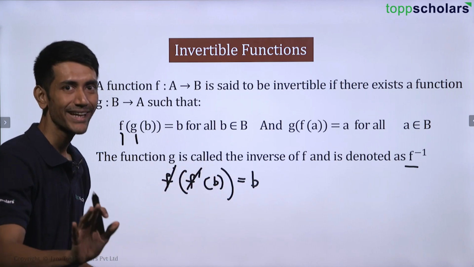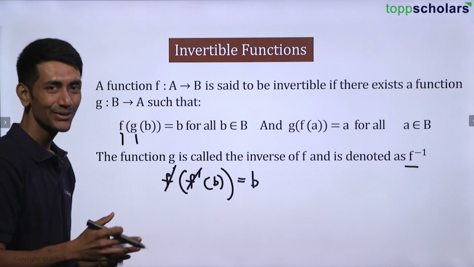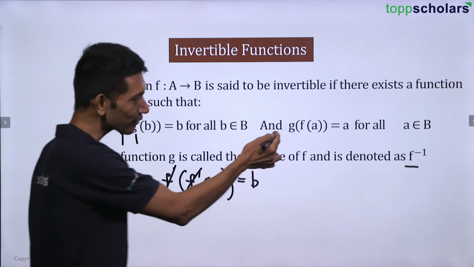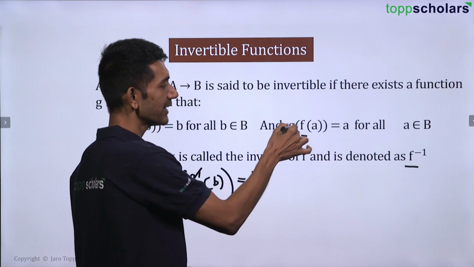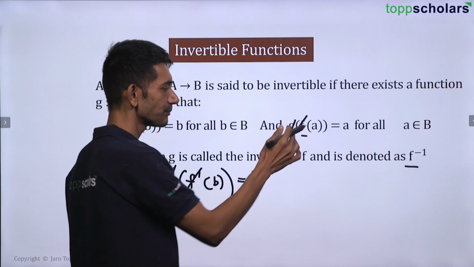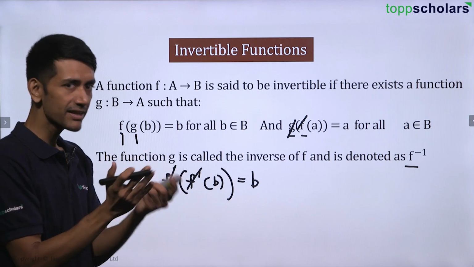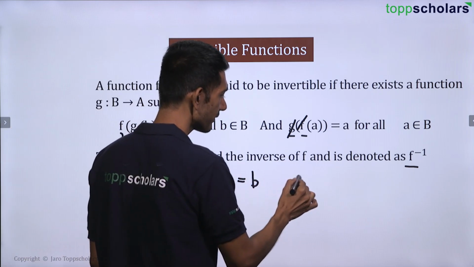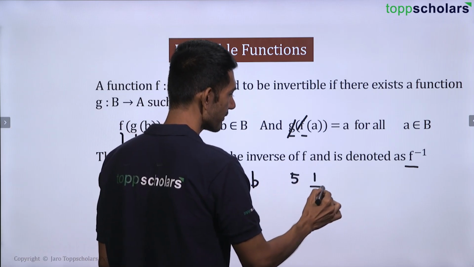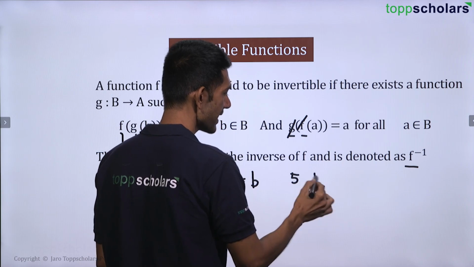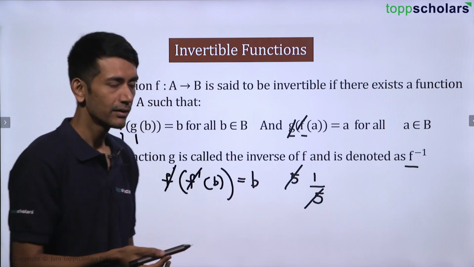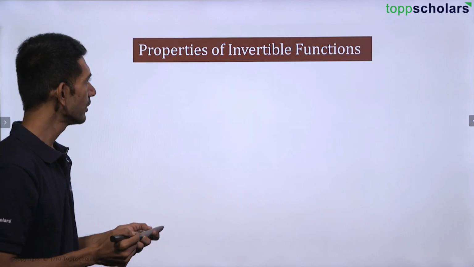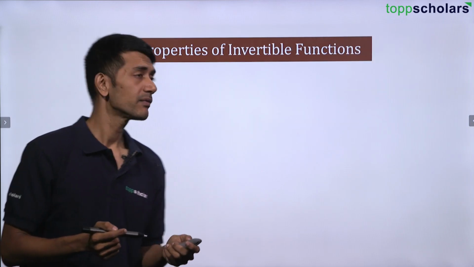You don't have to actually cancel that. I'm just telling you for the sake of understanding. Here also the same thing is happening, no? g and f are inverses, no? In an inverse, what happens? They cancel each other, right? Like if I say 5 and 1 by 5, they are inverses of each other. They get cancelled, right? And you get 1. Okay, let's continue.